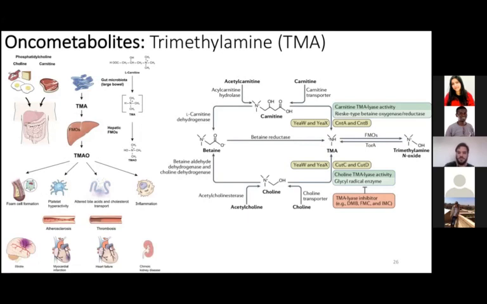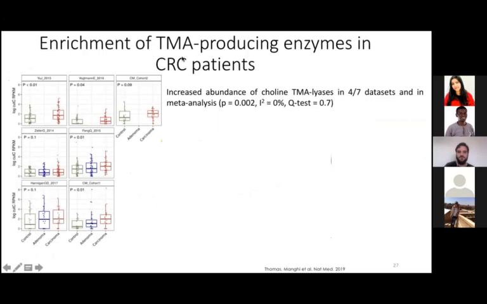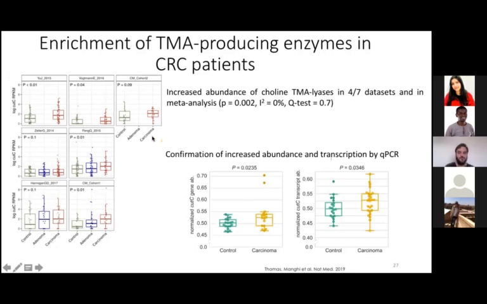So we looked at the abundance of CutC, this TMA producing enzyme, in colorectal cancer patients, and what we found was that there was an increase of these enzymes in four of the different data sets that we looked at. So here are the different data sets. This is the abundance in controls, adenomas, and carcinoma samples. And this increase was also significant in meta-analysis. And we also confirmed this increase by a different approach; here we're doing metagenomics, but we also confirmed this increase by qPCR.